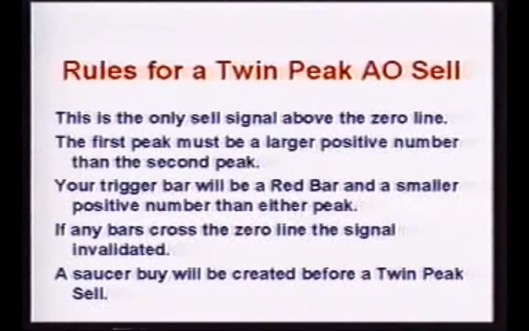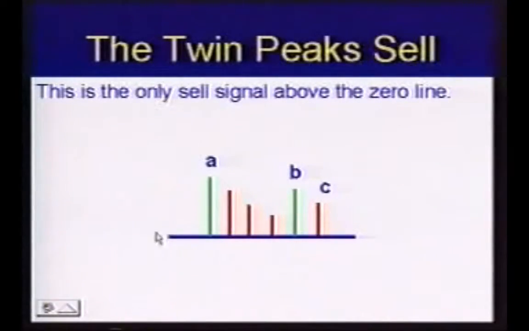And the saucer buy will be created before a Twin Peaks sell. That's a key. You may want to remember that. You're always going to create a saucer buy before a Twin Peaks sell. Here it is created. Here's our zero line, or this represents our zero line. A is going to be peak number 1. Notice it's the tallest peak in the sequence.